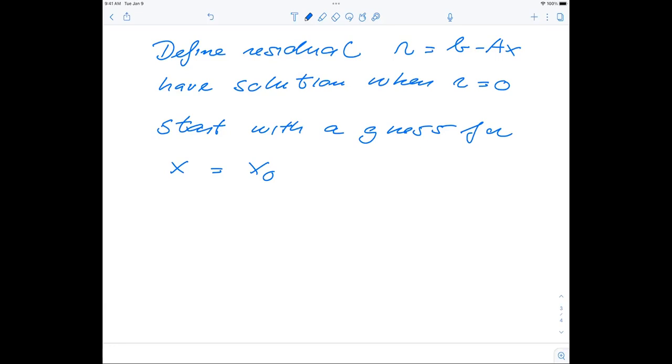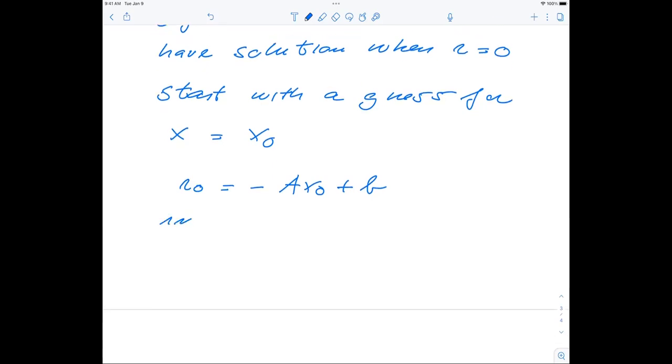Okay, so what you would have then, if you start with that, is the first value, R0, which is given by minus A times x0 plus B. And if you put x0 equal to 0, then R0 is simply equal to the vector B, which is normally known. This is a known quantity. So in general, what you have is an R of k plus 1, the k plus 1 iteration, which is equal to B minus A times x of k plus 1.